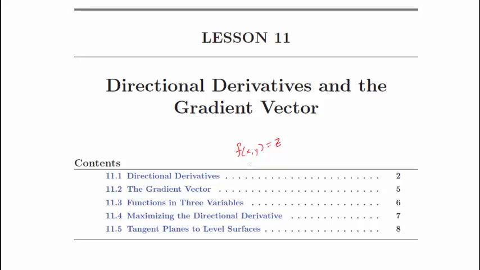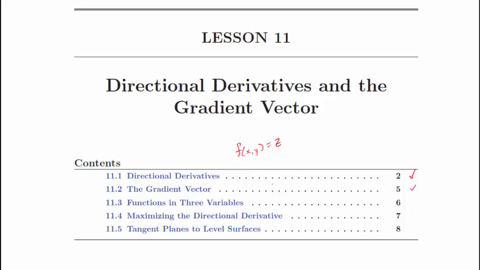Then we have the gradient vector, which is actually a vector valued function. Its x component is the rate of change of z in the x direction. The y component of the gradient vector outputs the rate of change of z in the y direction. We'll look at that and how it applies to directional derivatives.